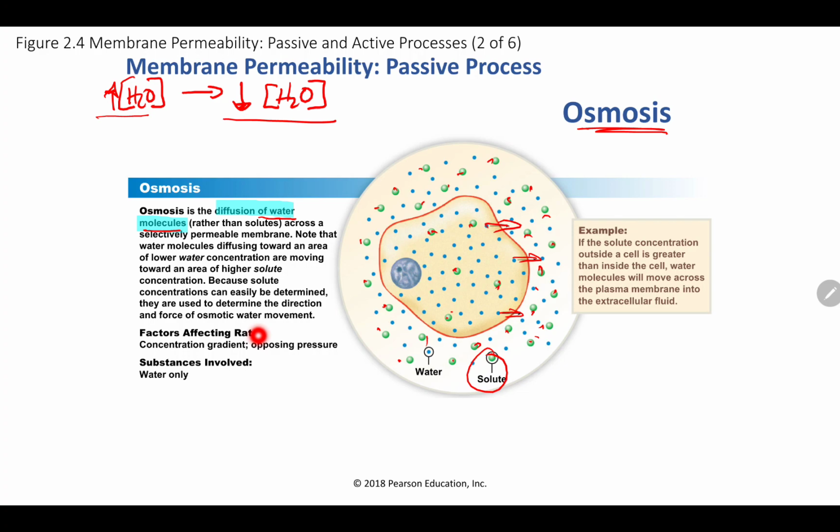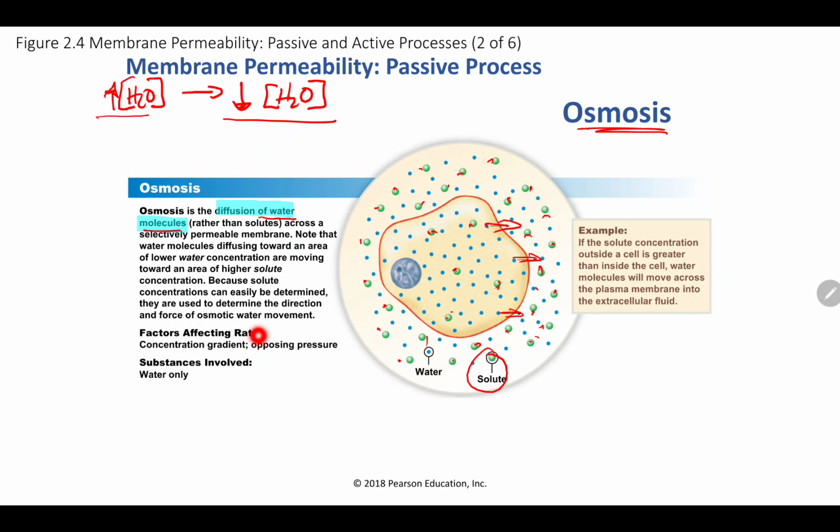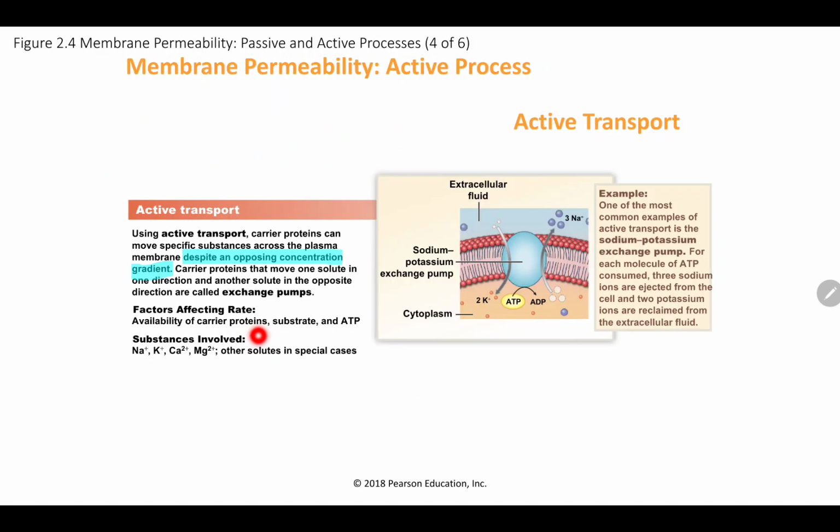We can also say that osmosis is the diffusion of water from an area of low solute concentration to an area of high solute concentration. Okay, we go from low solute inside the cell to high concentration of solute outside the cell. So remember that about osmosis. And again, diffusion and osmosis are passive. We don't require energy.